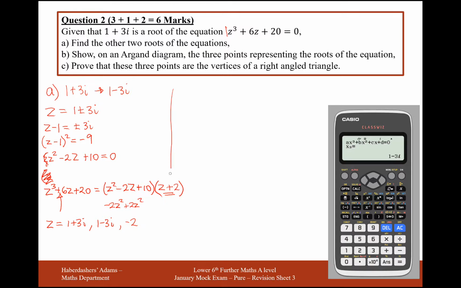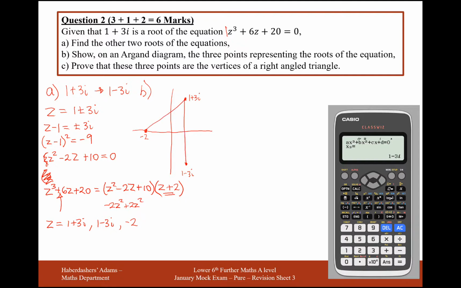Okay, part B is show all of these three roots on an Argand diagram. So minus 2 is going to be back here. 1 plus 3i is up here. And 1 minus 3i is down here. Okay, so from here, part C asks for us to show that the three vertices form a right-angled triangle.